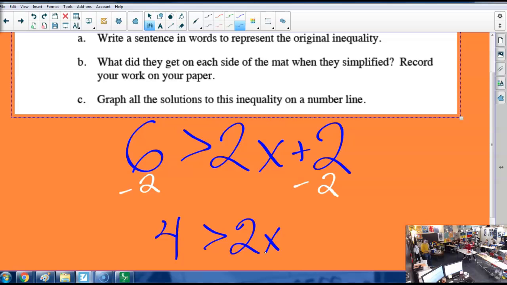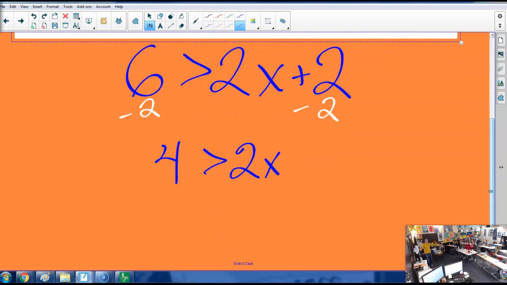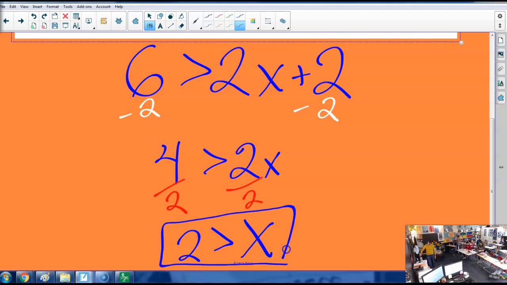4 is greater than 2x. Mirabelle, what could I do now? I don't want 2 x's. I only want 1. I can't take an x away, though. That's the problem. Literally cannot because there's no x. We can divide. We can split this. So we divide by 2. And guys, physically, on the algebra mat, it would just split the group like we just showed.